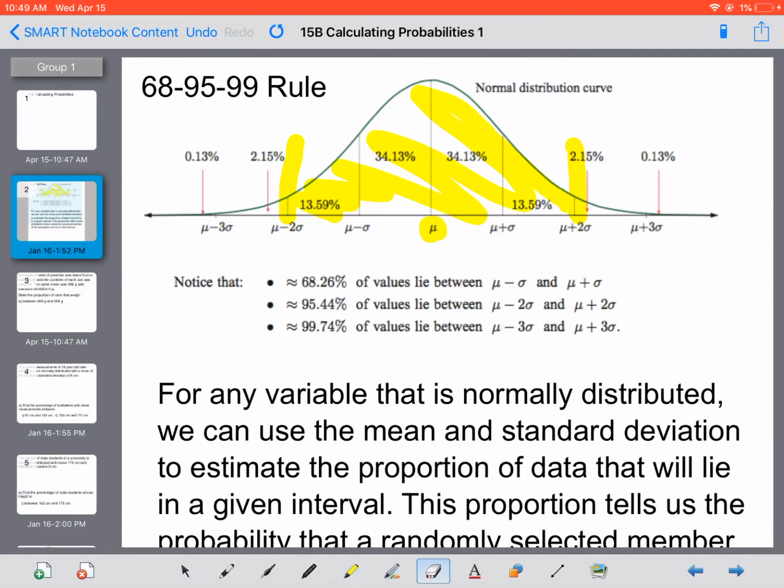And then the last one is your 99, and 99% of our data is going to fall within three standard deviations of our mean, roughly 99%. So you can see that all of your data is going to be within that three standard deviations. So let's do a problem and identify all of our parts as we work through our problem.